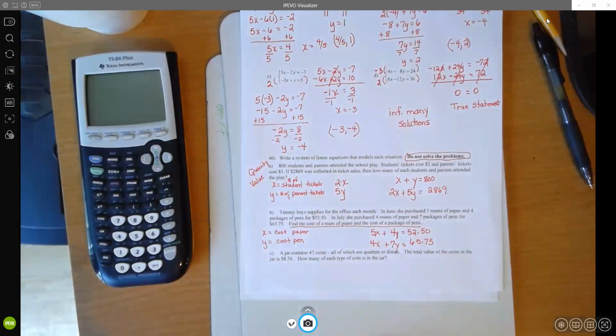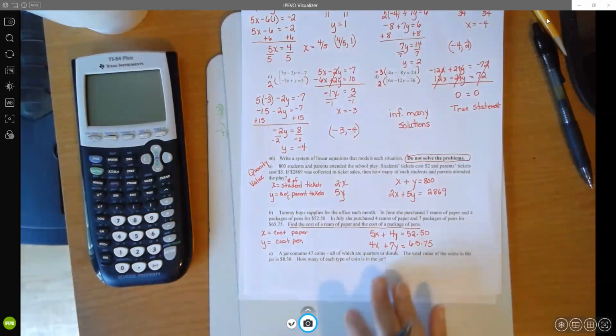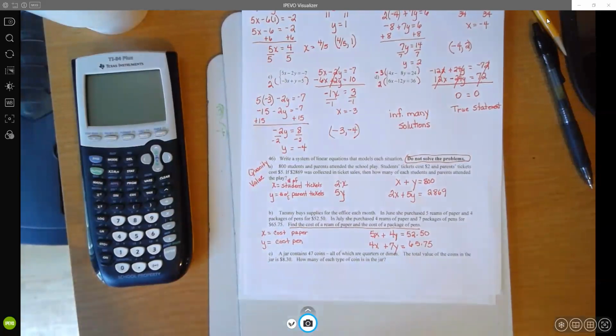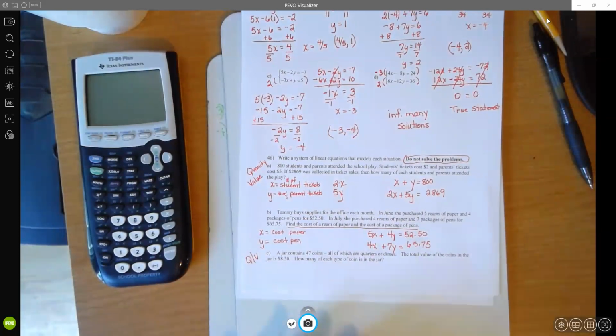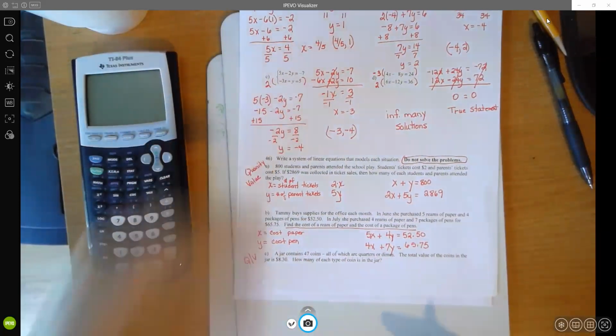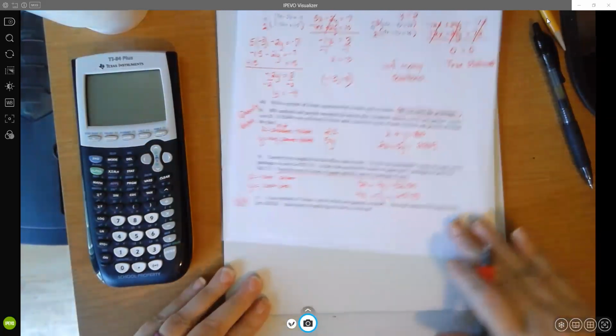Okay, let's look at number C. Now notice I hadn't looked at this review before, so I didn't know that the dime problem was down here at the bottom. So a jar contains 47 coins, all of which are quarters or dimes. The total value of the coins in the jar is $8.30. How many of each type of coin is in the jar? Well, this is the quantity value problem again. Just like I told you to set up this problem. I told you you would see it again. I just didn't realize it was this soon. I literally had not read this problem ahead of time.